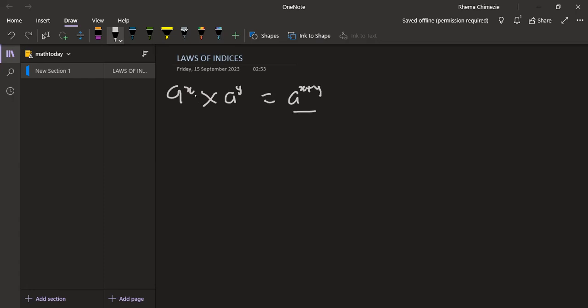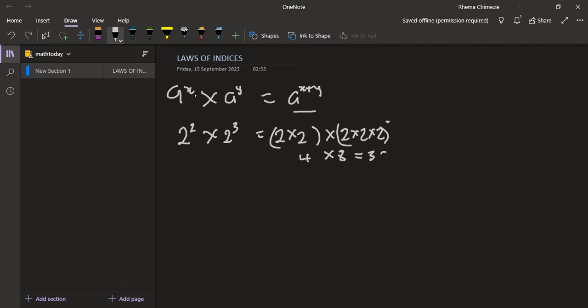So let's put this into practice. Before now, let's assume you do not have knowledge of this rule. If you have 2 raised to power 2 times 2 raised to power 3, what you do is 2 times 2, that's 2 raised to power 2, then multiply by 2 times 2 times 2, that's multiplying in 3 places. So 2 times 2 gives you 4, and this gives you 8. And the total will be 32.